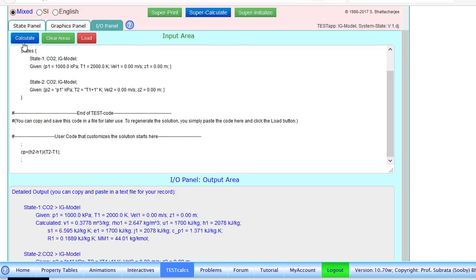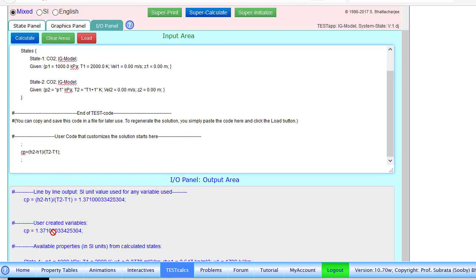And then we just hit calculate here, and we get 1.371, which is what we got before at 100 kPa, because pressure really doesn't make any significant difference in the CP value.